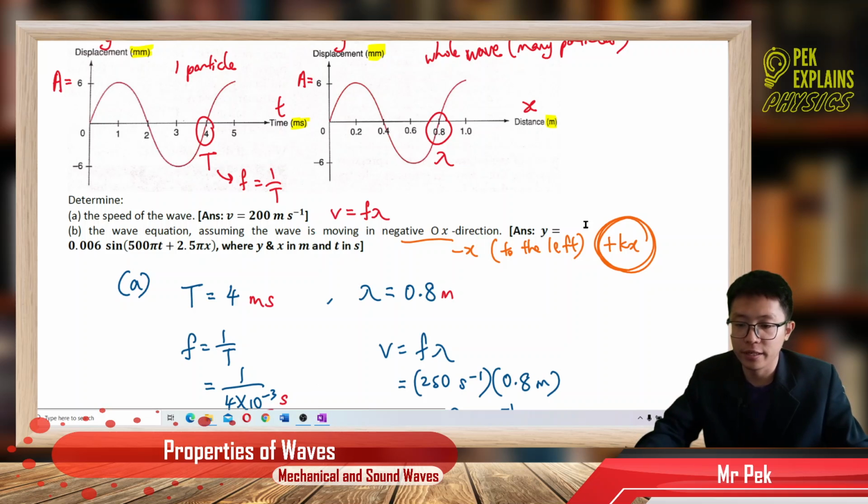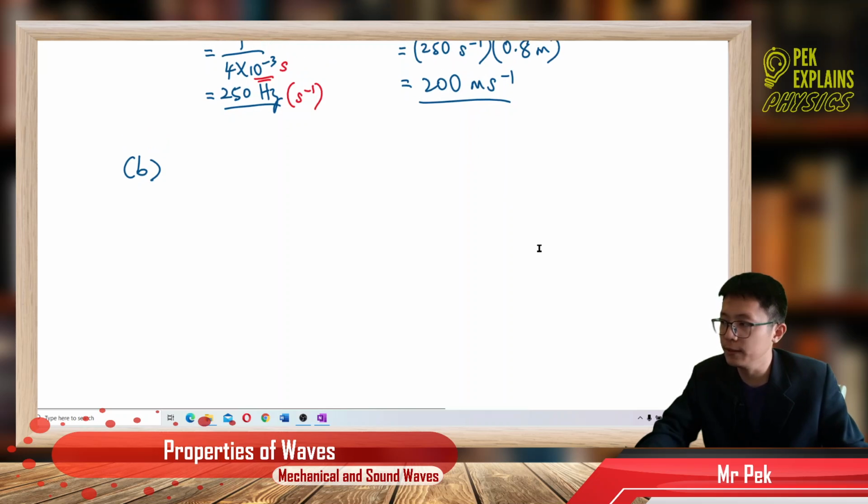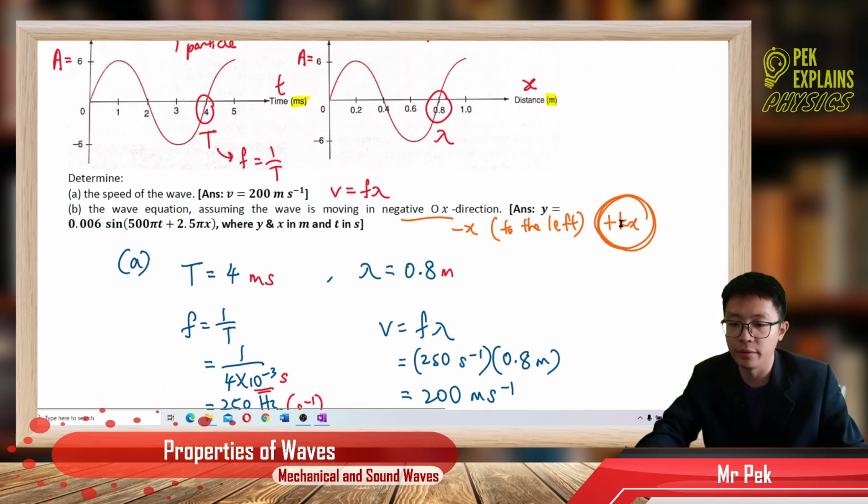To the left is positive kx, the formula. Okay, so use the general formula. But first of all, we know it is positive kx.